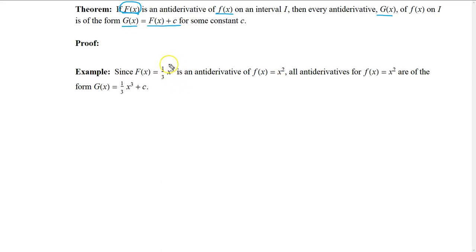So for example, we note that 1/3 x cubed is an antiderivative for x squared, because when we differentiate this we get back x squared. So every other antiderivative for x squared is of the form 1/3 x cubed plus c. So knowing that 1/3 x cubed is an antiderivative for x squared, we have then captured all possible antiderivatives for x squared. Oh, and by the way, we're not going to prove this theorem right now. We'll save that for a later video, or you can certainly read it in any calculus text.